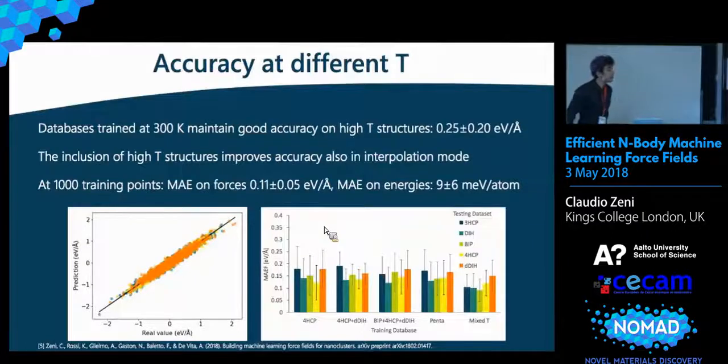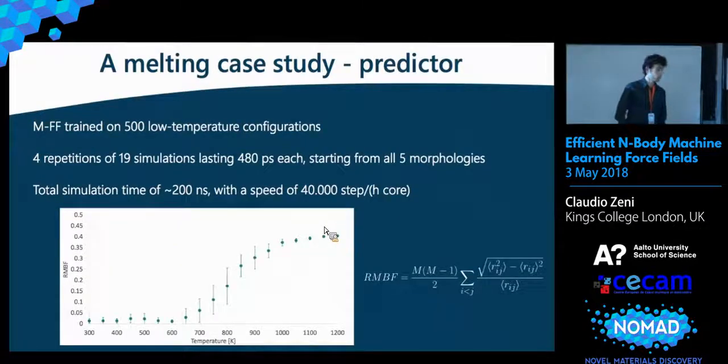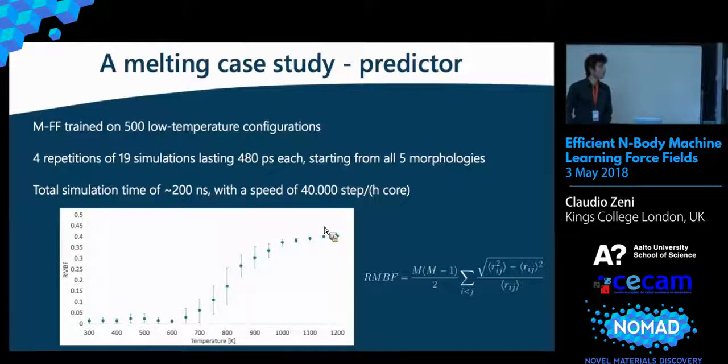So, to get a first glimpse of what we can do with this, we tried to melt the system. We ran 4 repetitions of 19 simulations for all of the 5 morphologies studied. And we looked at the root mean square bond fluctuation. This is a quantity used in nanocluster science to determine whether a nanocluster is liquid-like or melting. The total simulation time was approximately 200 nanoseconds, and the speed was 440,000 steps per hour per core, so quite a good speed.